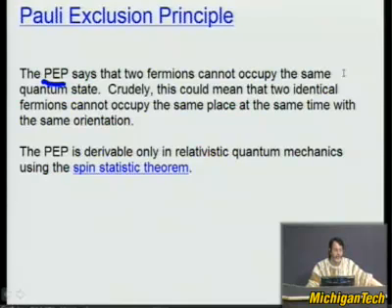They can't all be in the ground state. So electrons are fermions, and they can't all be in the ground state of hydrogen. Crudely, you might interpret this as meaning that two fermions cannot occupy the same place at the same time with the same orientation in the same spin.